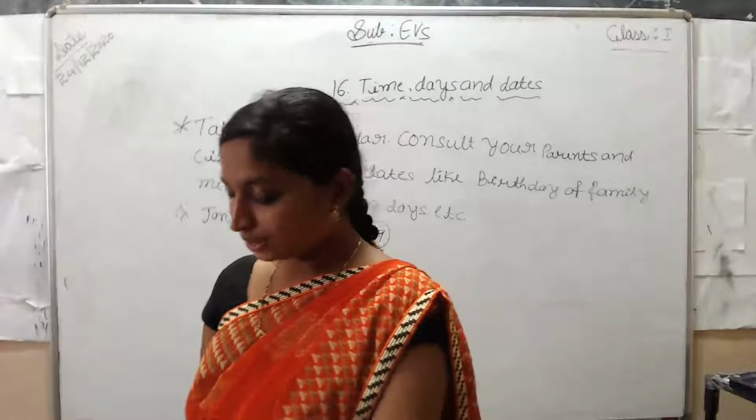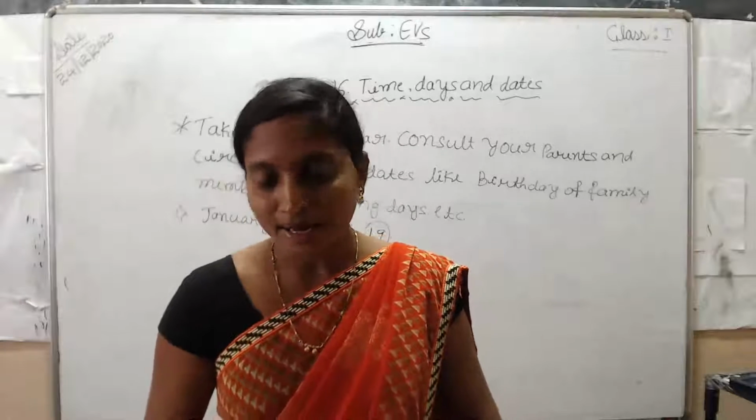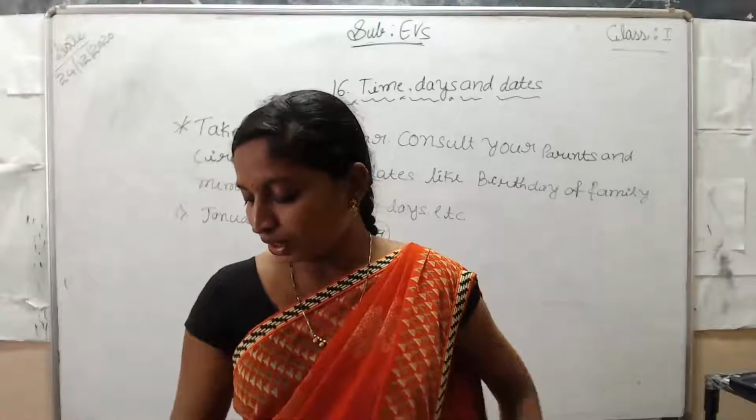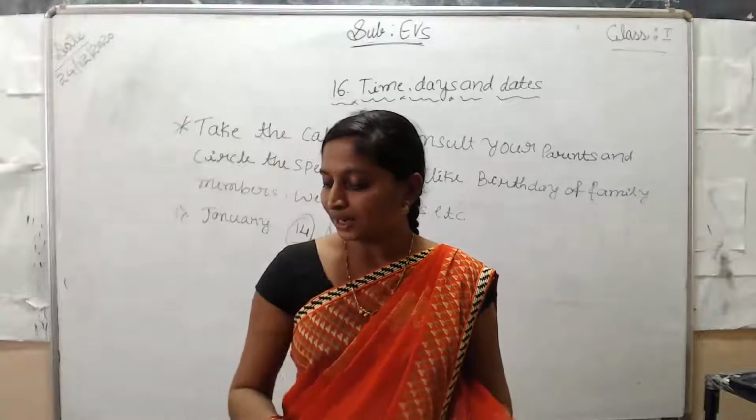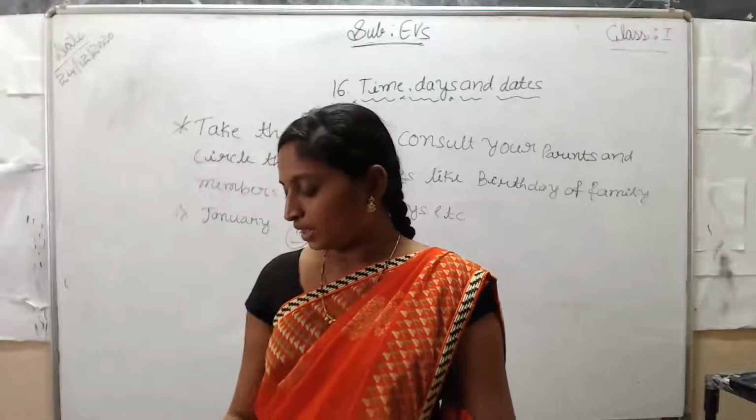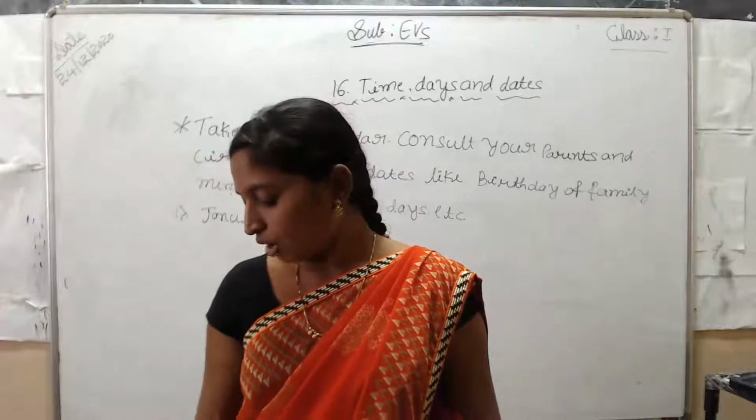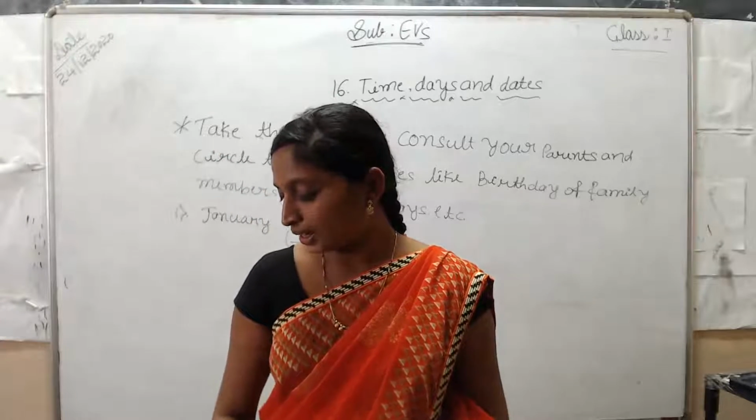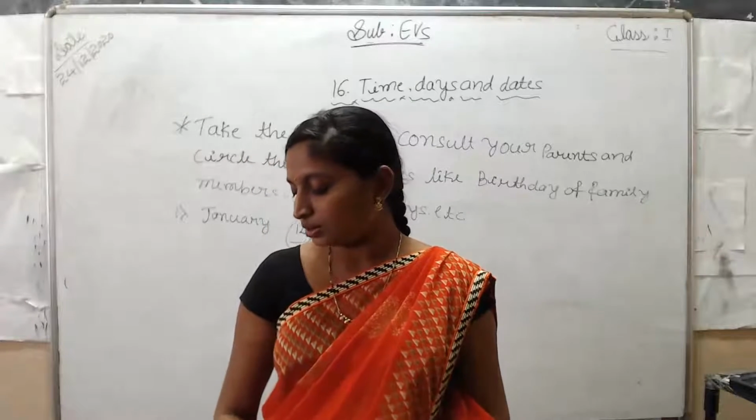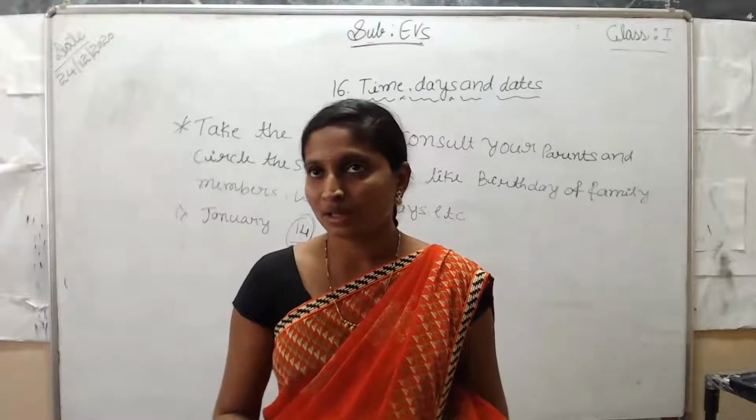What are the naming days? Monday, Tuesday, Wednesday, Thursday, Friday, Saturday, Sunday. Days also have names like us. Look at the calendar and read out the names of the 7 days of the week. What are the 7 days? The 7 days make up 1 week.